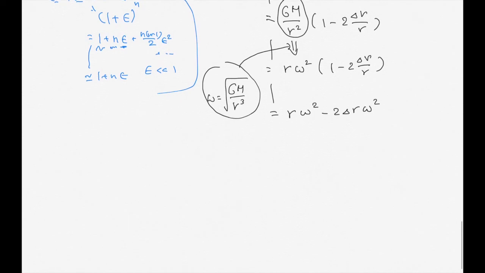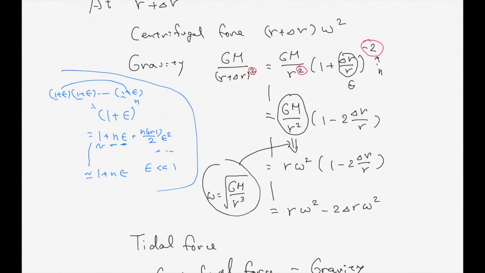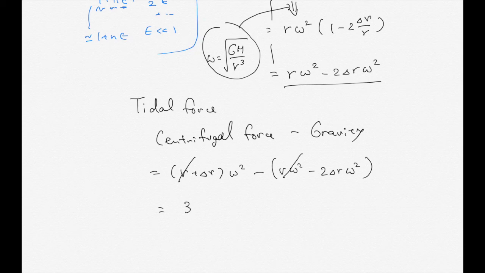Then we'd like to find out the tidal force. It is the centrifugal force minus gravity. Centrifugal force is this one: (r plus delta r) omega squared, minus gravity, which is r omega squared minus 2 delta r omega squared. Then r omega squared is going to be cancelled out, so the answer becomes 3 delta r omega squared. This is the magnitude of the tidal force. This is the end of this practice.